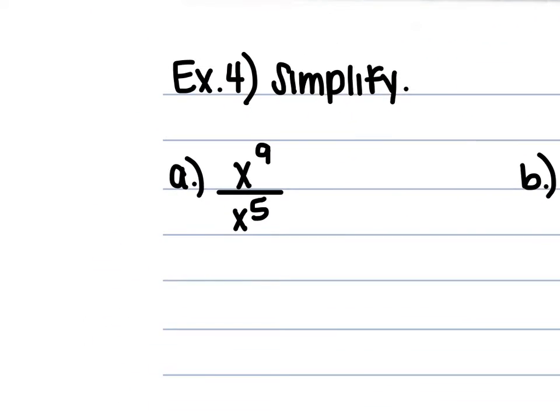Our next set of examples, we have x to the 9th power over x to the 5th power. So again, we're going to keep the x, subtract the 9 and the 5. We're going to be left with x to the 4th power.